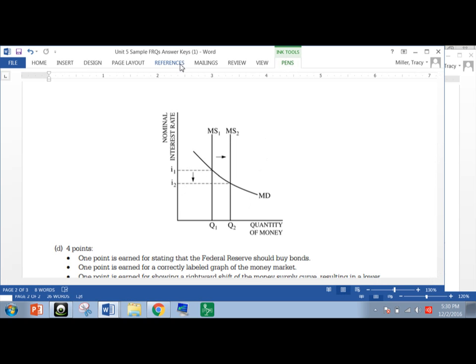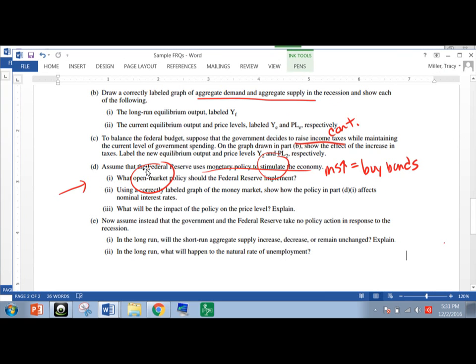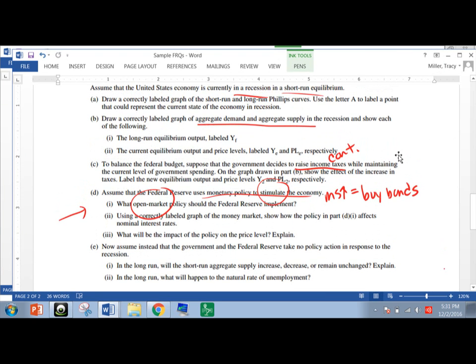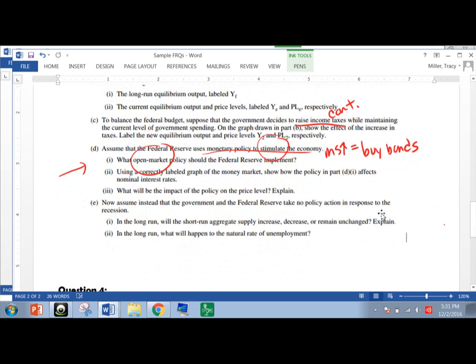And like we've talked about in class, obviously these labels might differ a little. That's okay, so long as they're labels that make sense with what this graph is for and that they're consistent throughout. The last part of this little monetary policy section is about what the impact will be of the policy on the price level.